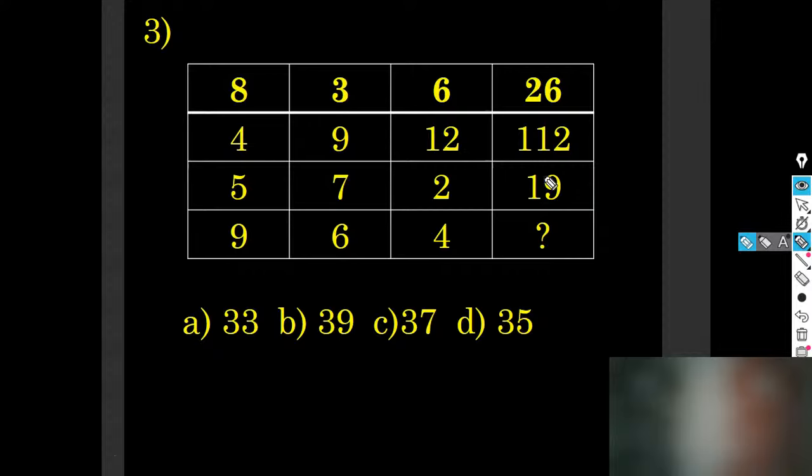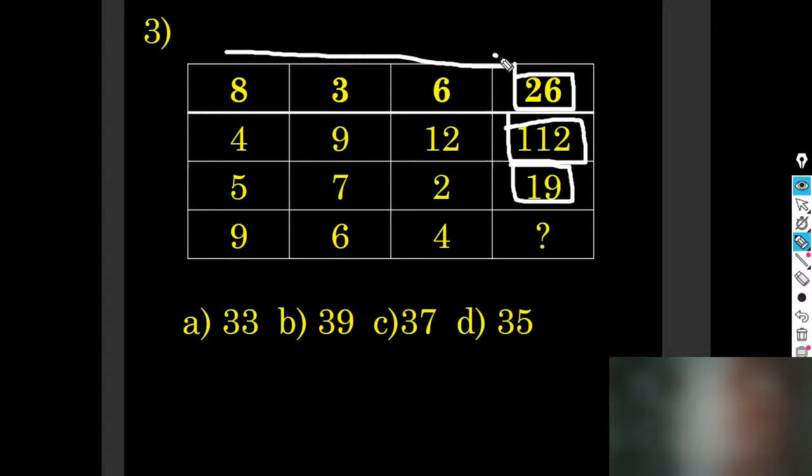Now you can see a big number here, 112, and also 26. 26 is greater than the other three numbers. 19 is greater than the other three numbers. So it indicates that you should check this row wise. Just remember this trick. Whenever we have a greater number, just compare it with other rows. Then you will get the logic.